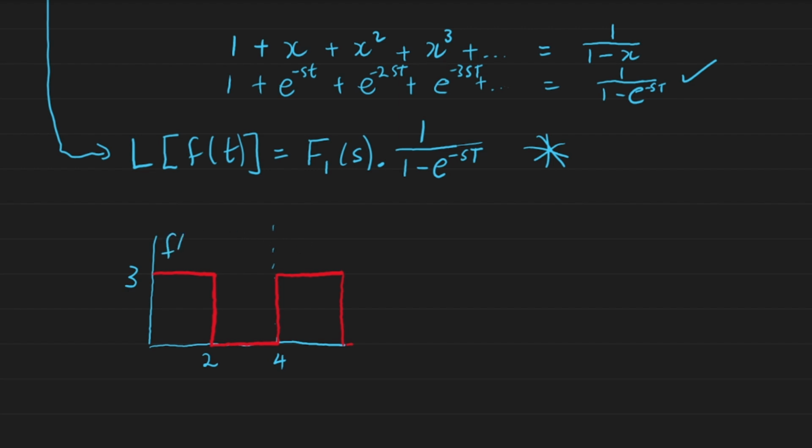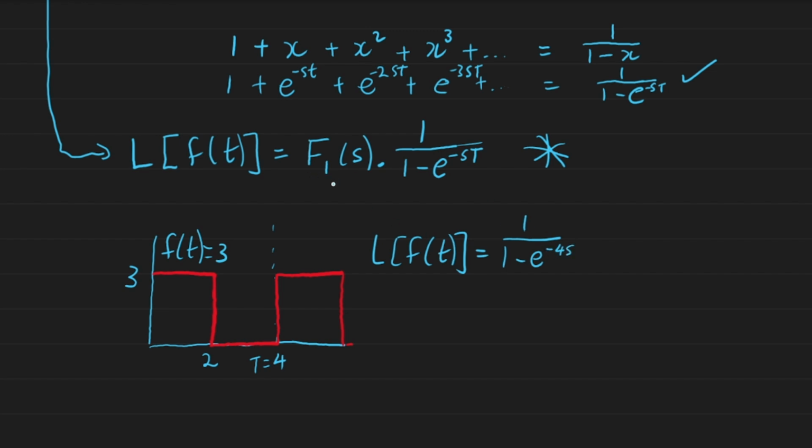So our function, f of t, is just equal to 3. So it's just taking on the value 3. And our period, T, is equal to 4. So how would we find the Laplace transform of this repeating function? So what we would do is we would apply this formula. We would say the Laplace transform of f of t is equal to f1s times 1 over 1 minus e to the minus sT. I'll write that first. And remember that this T is equal to 4. Right, so we can write that in. So it's minus 4 times s.